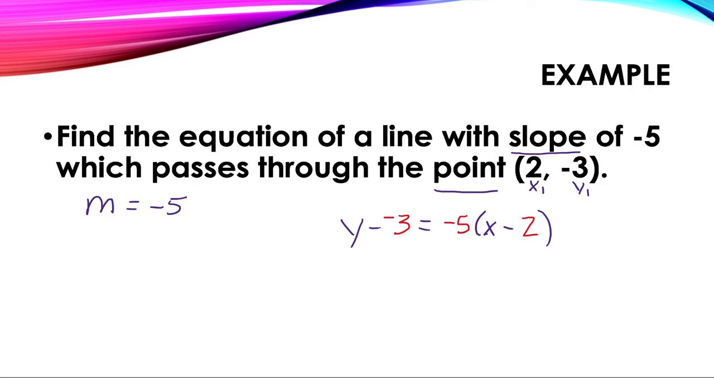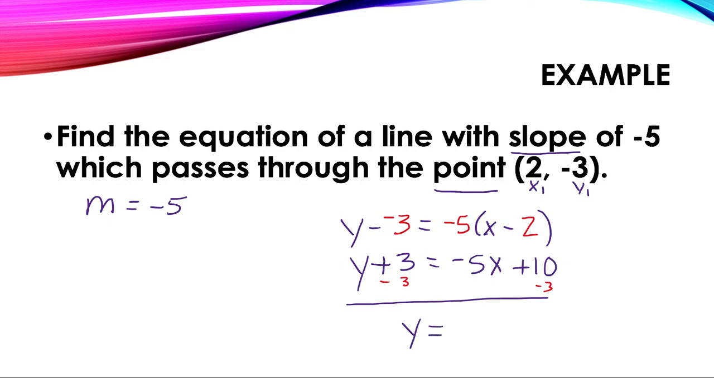So y minus negative 3 becomes y plus 3. We're going to distribute on the right. So negative 5 times x is negative 5x. Negative 5 times negative 2 is positive 10. In most cases, you'll want to solve your final answer for y. And so I'm going to go ahead and do that by subtracting 3 from both sides of the expression. And so my final answer will be y is equal to negative 5x plus 7.